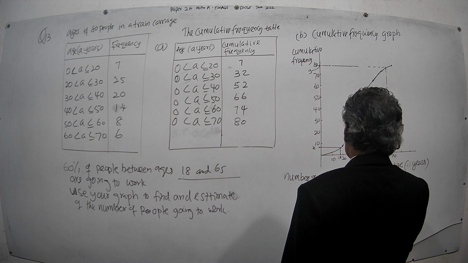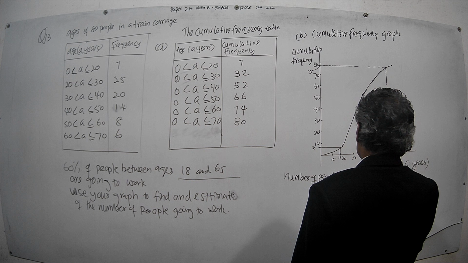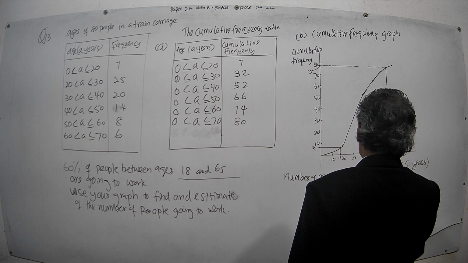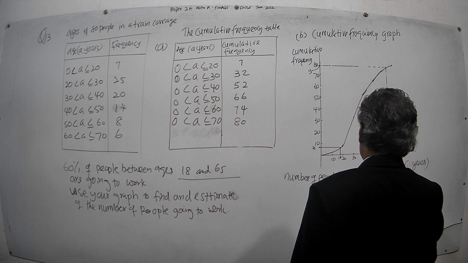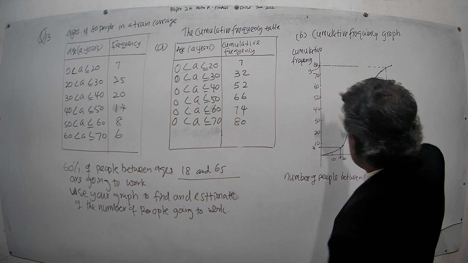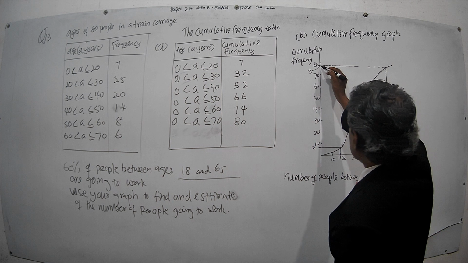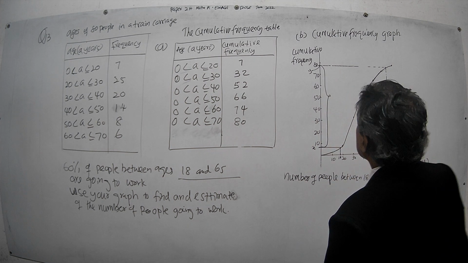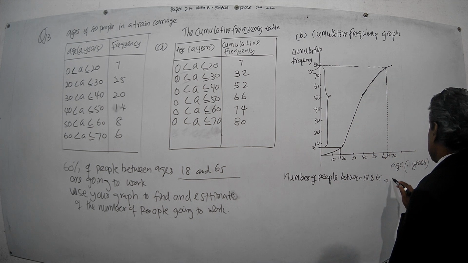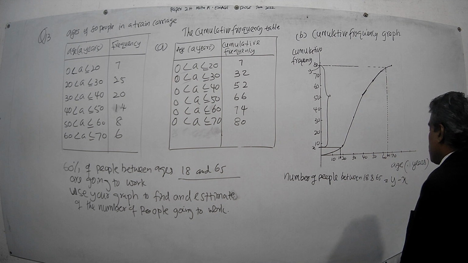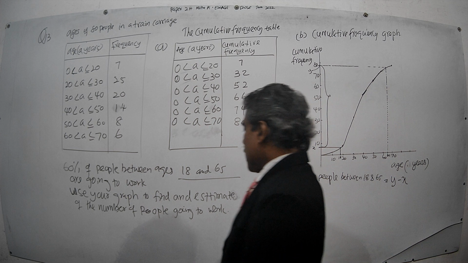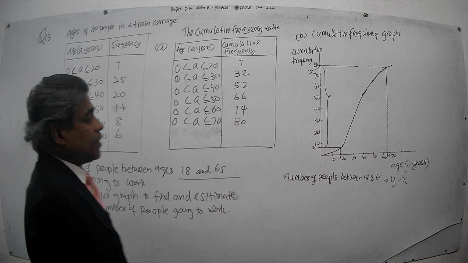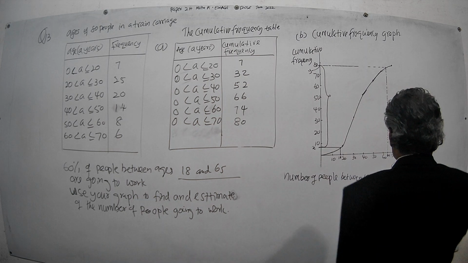Then write here: number of people between 18 and 65. How do you find it? You deduct x from y. That means you want to find this part. Then y minus x is the number of people between. Use your graph to find an estimate of the number of people, and you get this answer.